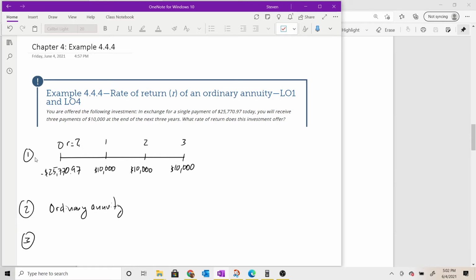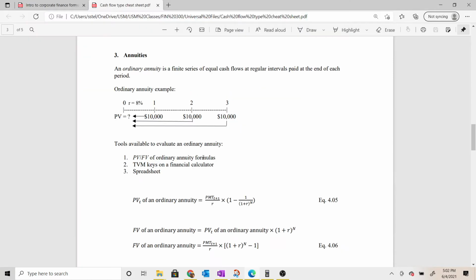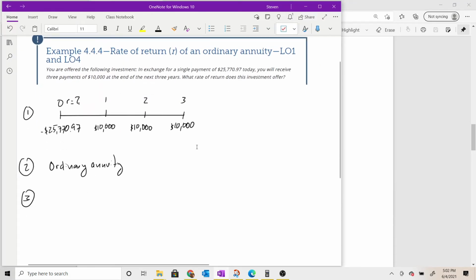So our third step then is to select the appropriate tool that we can use to evaluate this annuity. And if we're dealing with ordinary annuities, we have 3 options available. We've got the present value or future value of an ordinary annuity formula. We've got the time value money keys in a financial calculator, and as always, the spreadsheet. Spreadsheet we're not going to look at. The solutions are listed in the text, but we'll focus on the first 2 because that's what students will generally have access to on an exam. Okay, let's start with the formula solution.